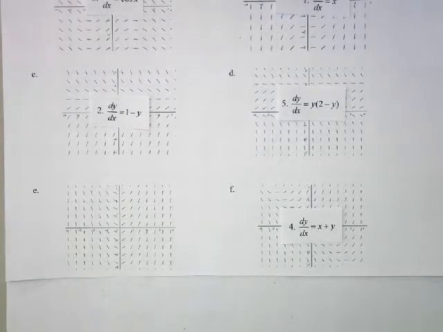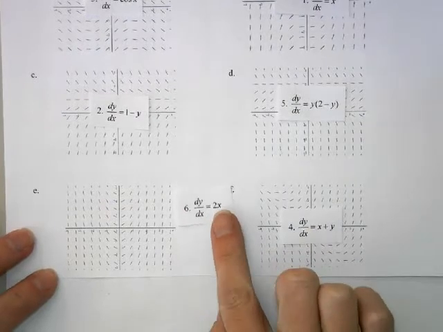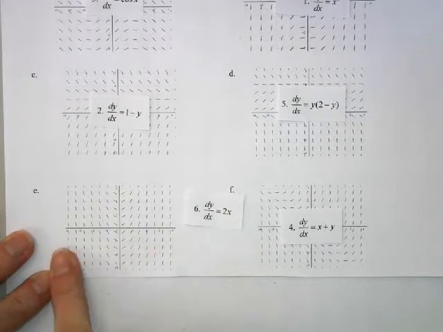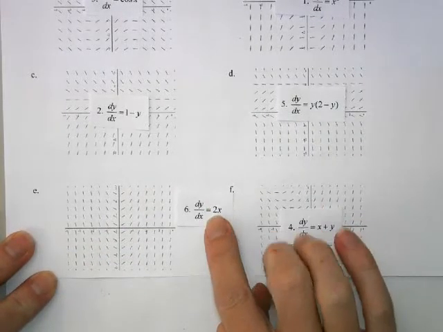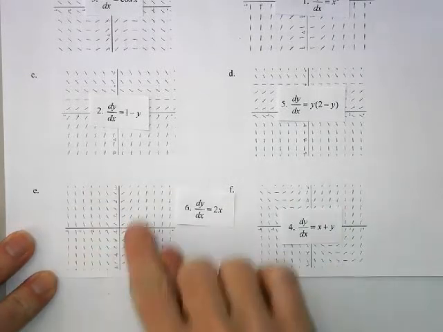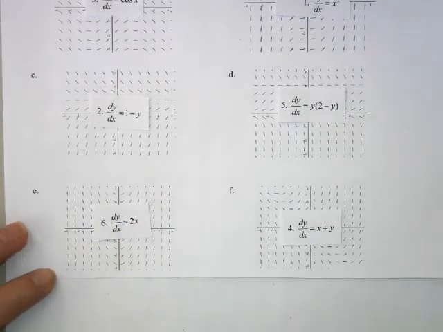Last one leaves us with 2x. Okay, which we only have one left, but if we think about it, when x is positive, my slopes are going to be positive. When x is negative, my slopes are going to be negative. So this matches. Also, the integral of this is x squared, and if you look at these lines, they kind of look like parabolas, and we'll get to that in a minute here.